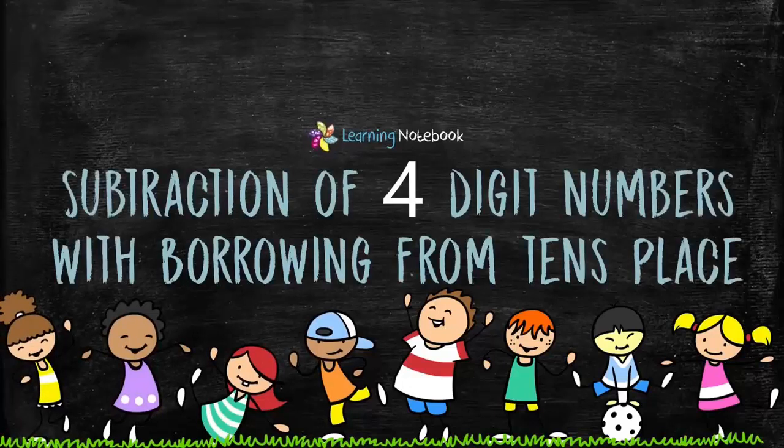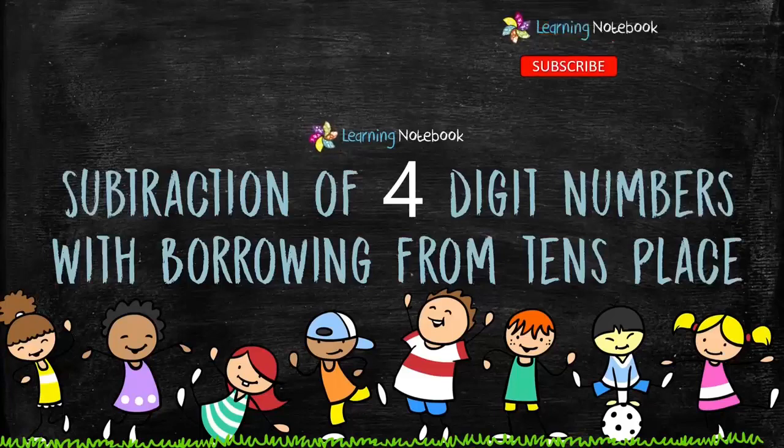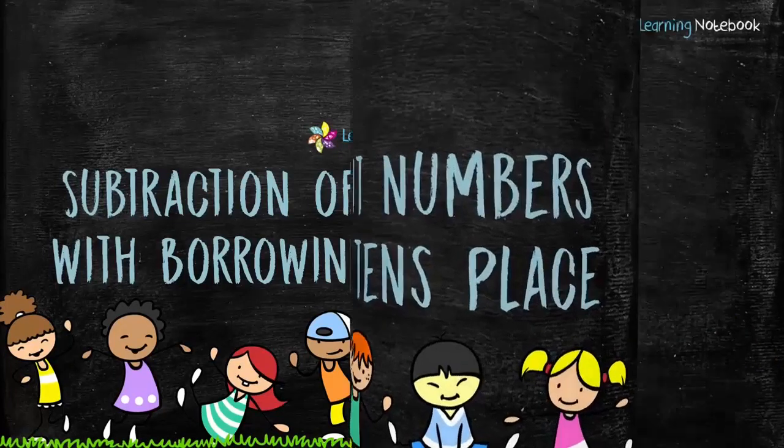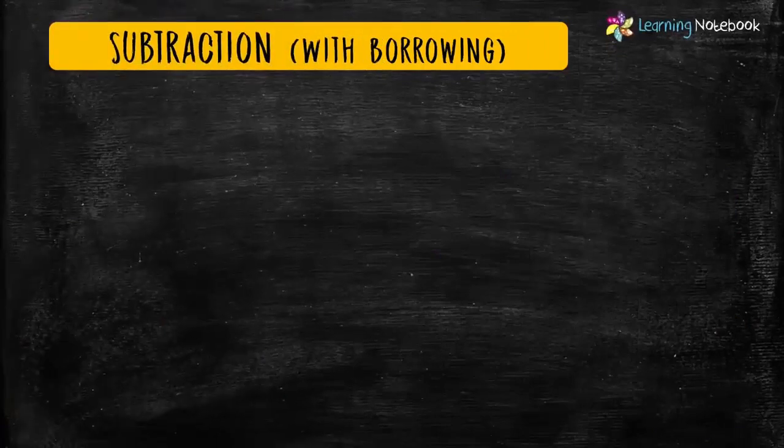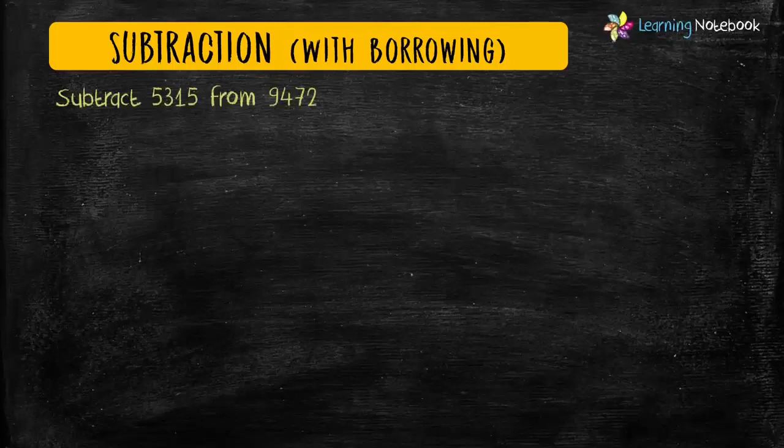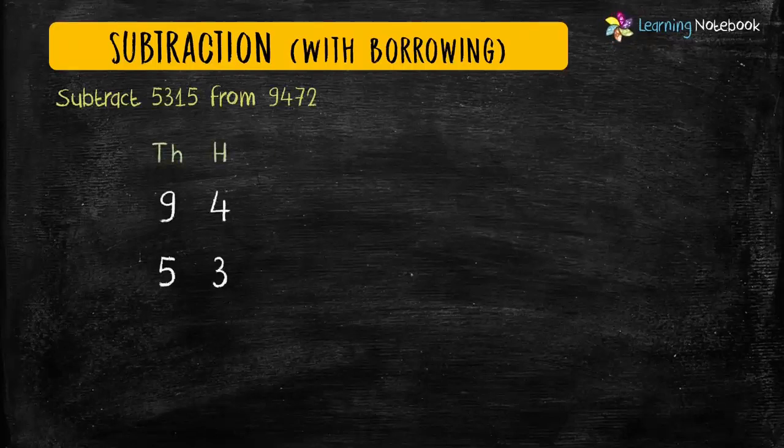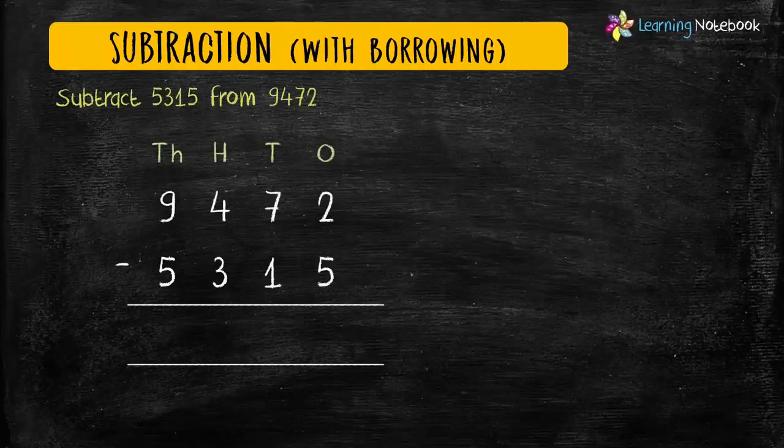Now let's learn subtraction of 4-digit numbers with borrowing from tens place. Question is, subtract 5315 from 9472. To subtract these 4-digit numbers, let's write them in columns.